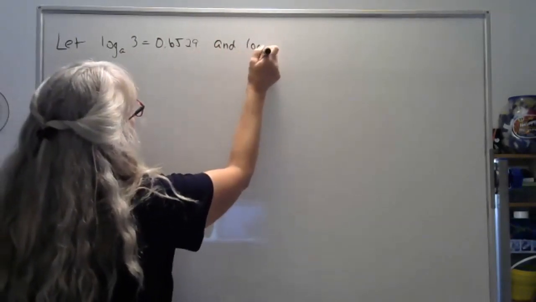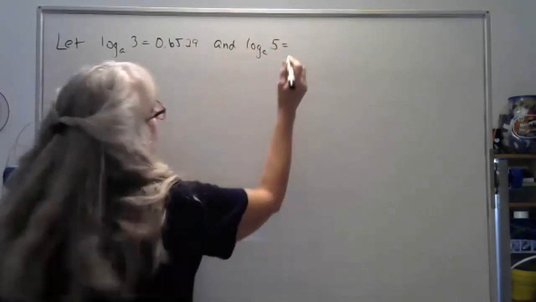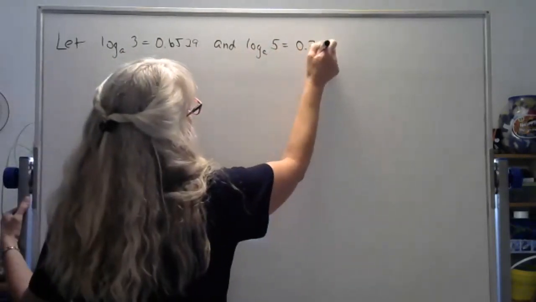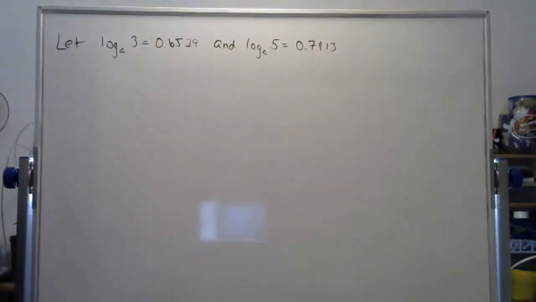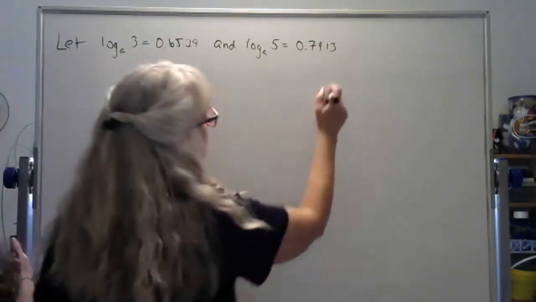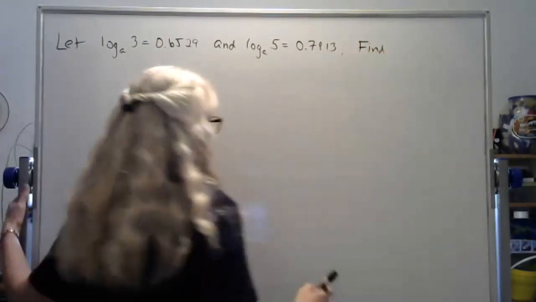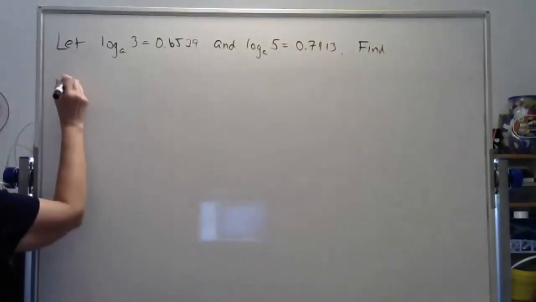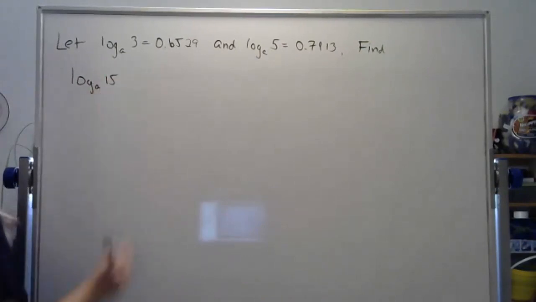And log base A of 5 is going to be equal to 0.7913. So we don't have that information. It's given to me. I want to find each of the following. So let's do log base A of 15.